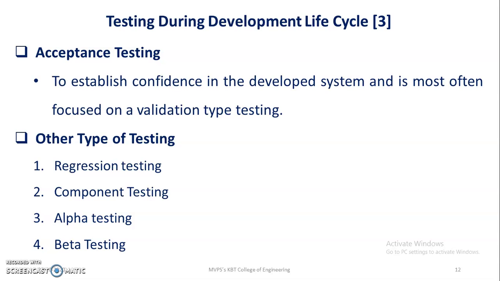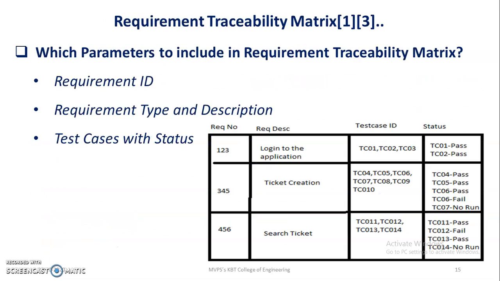Next one is beta testing. It is also known as field testing. It takes place at the customer site. It sends the system software to users who install it and use it under real world working conditions. Beta testing is a second phase of software testing in which a sample of the intended audience tries the product out. So this is all about testing during the development life cycle.